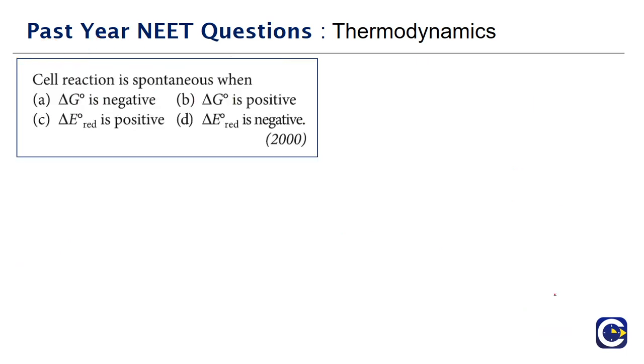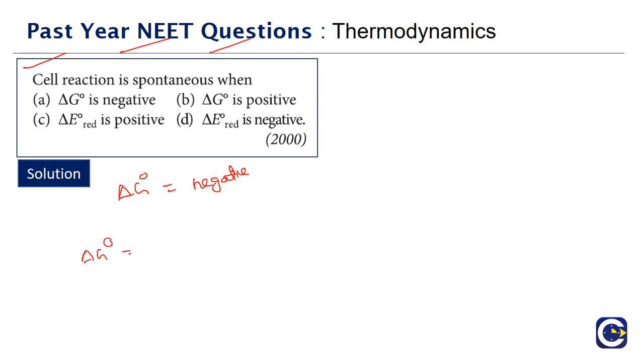Next we have a question, it's a very straight question, 2000. Cell reaction is spontaneous when? So when cell reaction will be spontaneous, I mean forget about cell reaction or anything, any reaction for that matter, when will it be spontaneous? When del G for that reaction is actually negative. So delta G negative means it indicates the spontaneity condition.